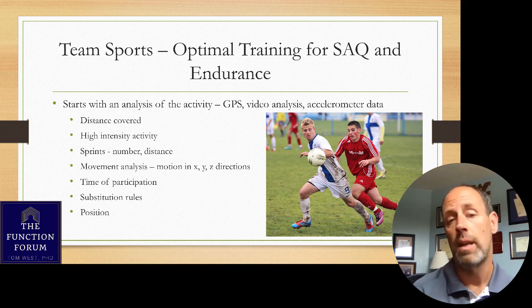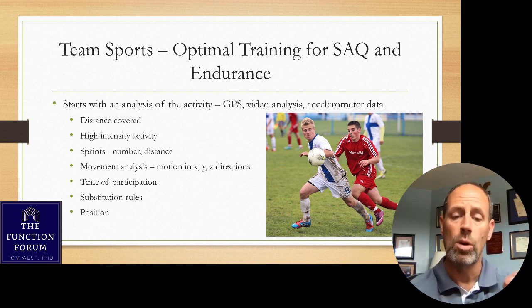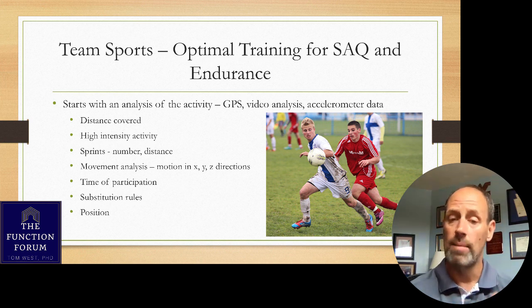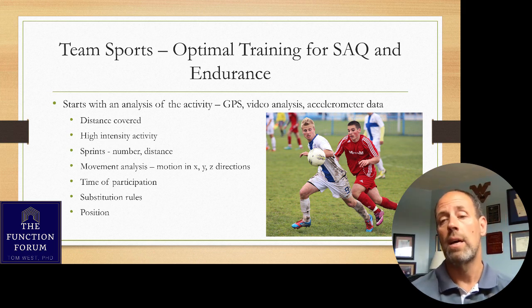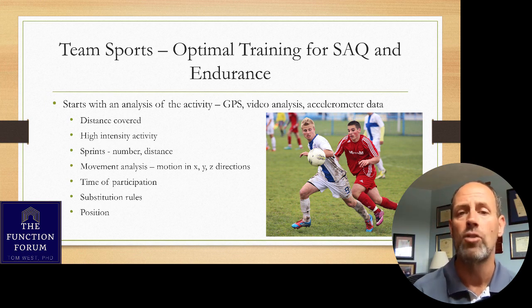They'll examine movement analysis. So again, not just how much distance they move, but how much time do they spend moving forward and backward? How much time do they spend moving side to side? How much time do they spend jumping and landing, moving in an upward and downward direction? And then also looking at things like how often do they change direction? And again, what are the acceleration and deceleration forces during those changes in direction? Again, all interesting and important things that we can use in designing programs.